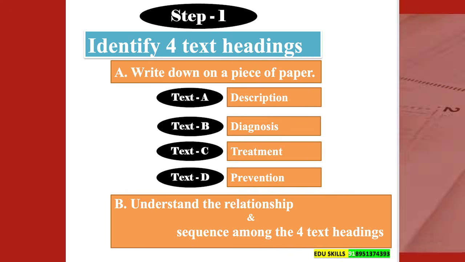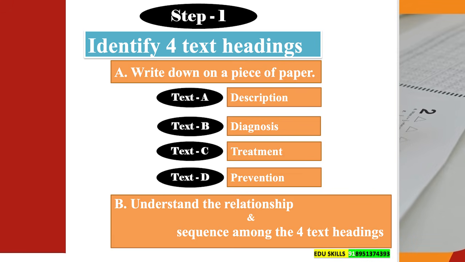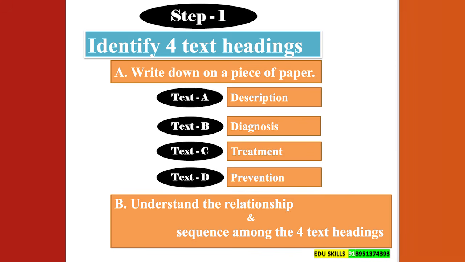Now, second step, try to understand, is there a sequence here? First one says description. It explains the disease or the condition. Second one speaks about diagnosis, something about investigation, all those tests and other things. Third one is treatment. After diagnosis, we have treatment or what we call medication. Then we have management, or here we have prevention. So there is a sequence. Try to understand this particular sequence or relationship.